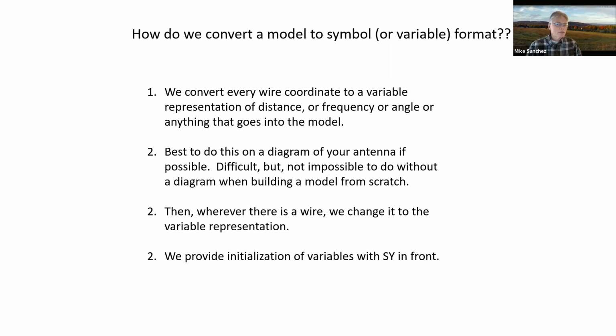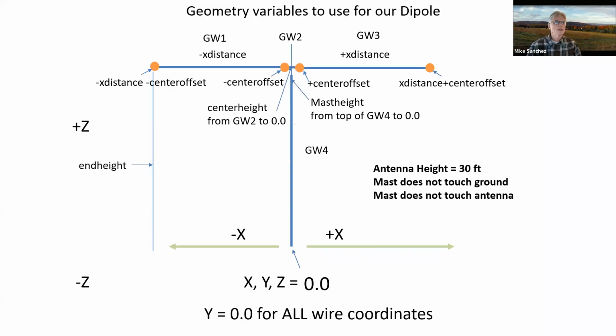Wherever there is a wire, we change it to the variable representation on the drawing, and this helps to avoid mistakes. And then we go back to our model and we provide initialization of the variables and then convert the model to a variable format.